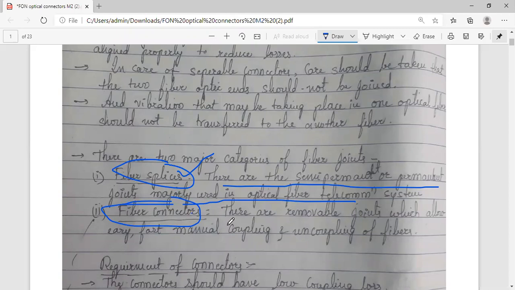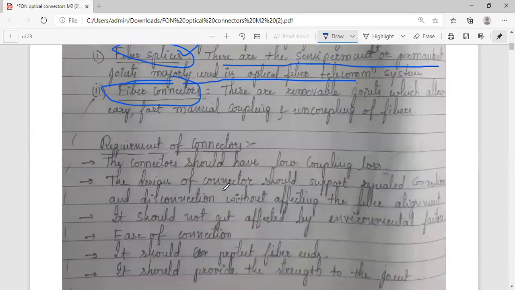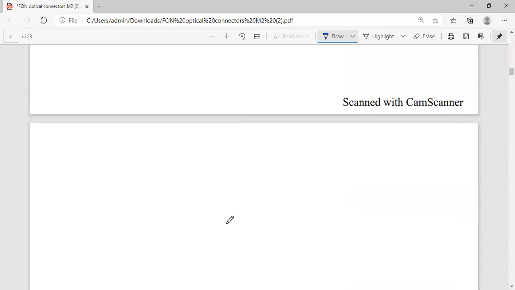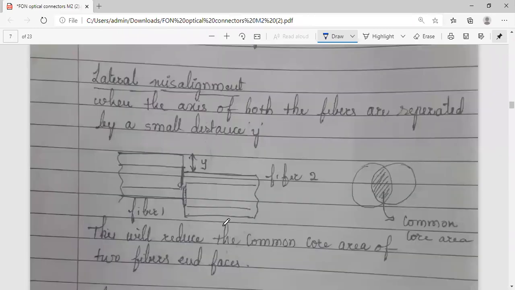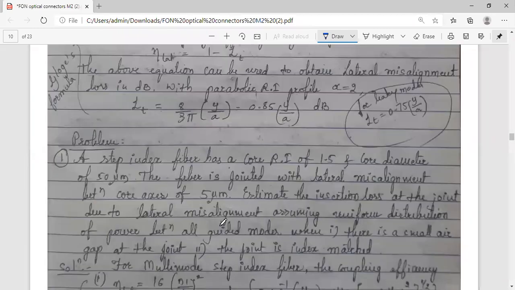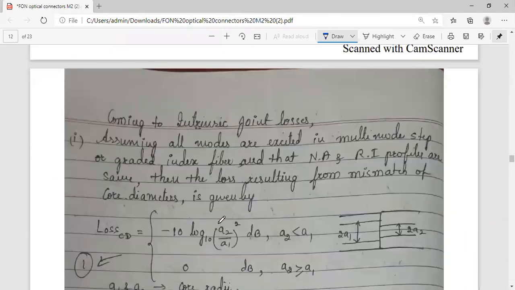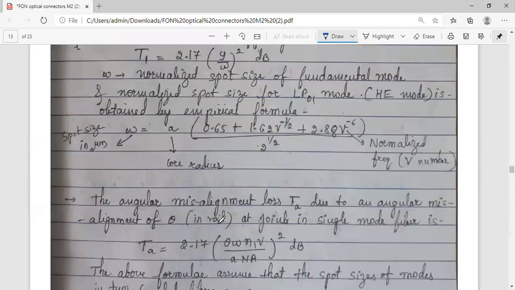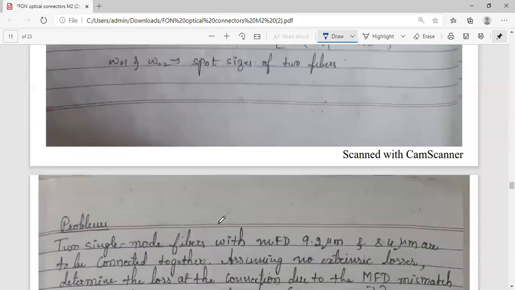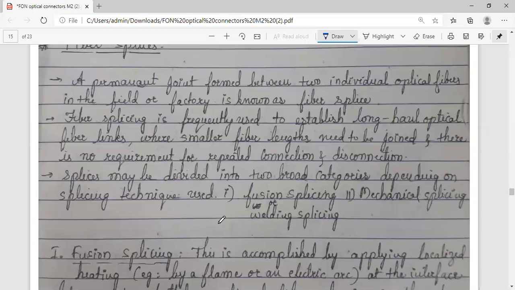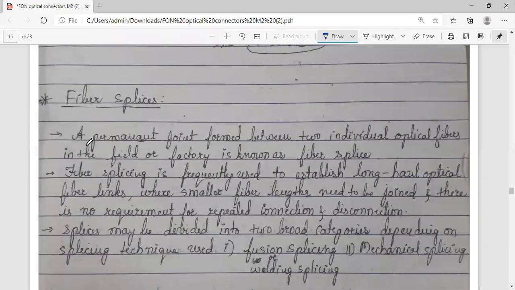But what about fiber splices? They are permanent or sometimes semi-permanent joints. They are fixed, and generally these are used in long distance communications. So now we are looking into the fiber splices. In the fiber splices, I have first defined what a fiber splice is.